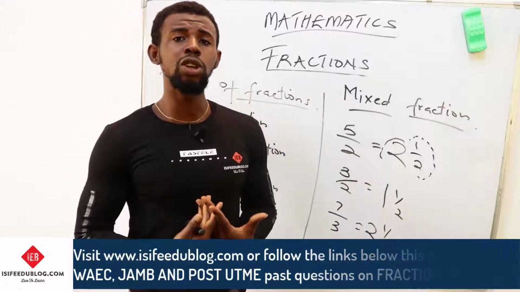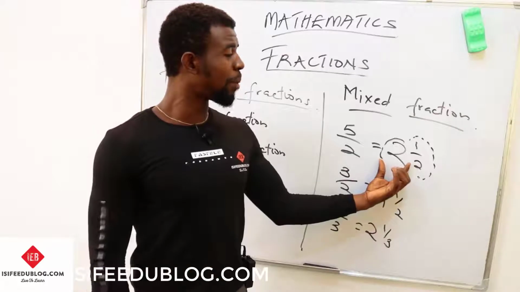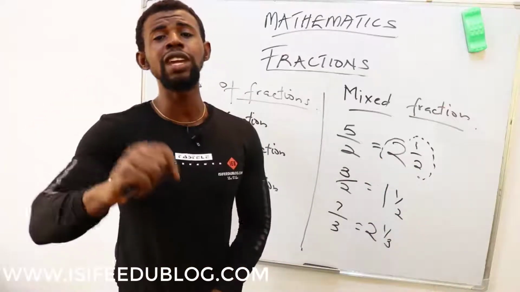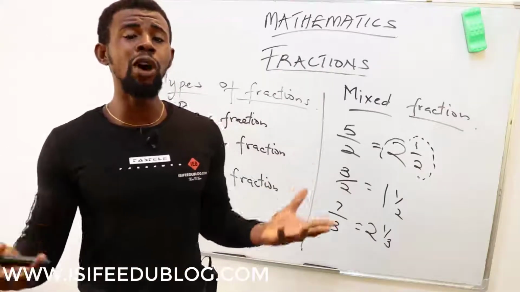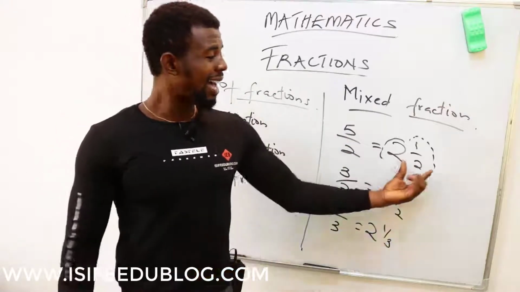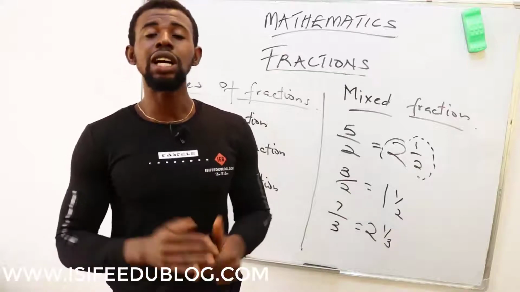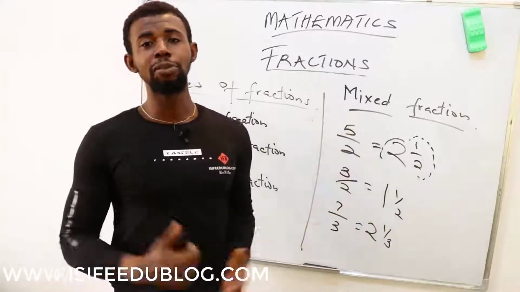I want us to note something. A mixed fraction is not just a whole number part and a fraction in it. The fraction in it must be a proper fraction. So if you resolve into a mixed fraction and you get something improper as the fractional part of it, know that your answer is wrong. Whatever you did is wrong. And always remember that a mixed fraction will always come from an improper fraction.